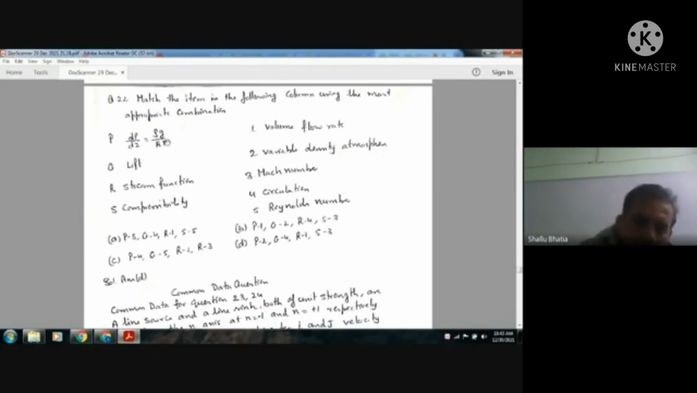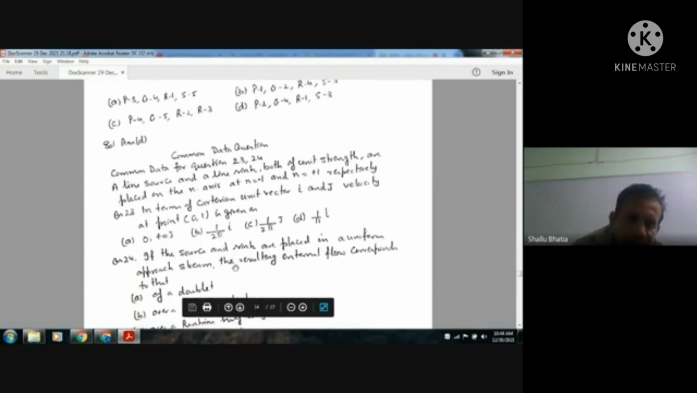Here it is variable density. Okay, so P is due to variable density, lift is due to circulation. Stream function represents the volume flow rate per unit width, so it is related to volume flow. Compressibility is dp by d rho at constant entropy, so it is related to Mach number. So Mach number is related to dp by d rho at constant entropy, which is compressibility. So it is P2, Q4, R1 and S3. So the answer is B.